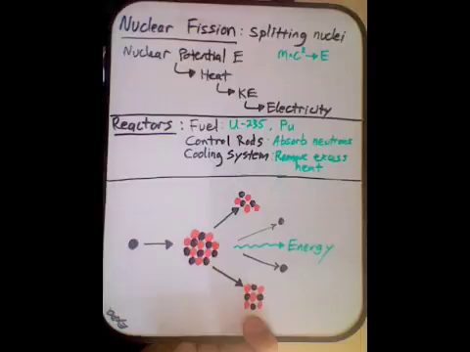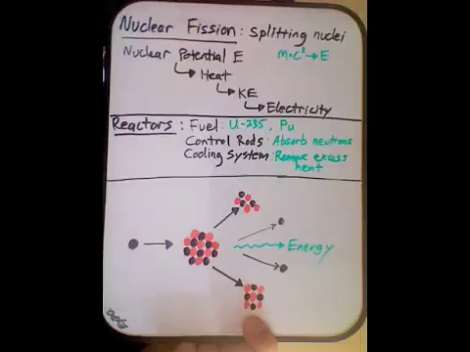Inside a nuclear fission reactor, there are three main elements that are common. One is some source of fuel. This is usually an isotope of uranium, U-235, but it can also be plutonium. There's also going to be what's called control rods. These control rods slow down the process of nuclear fission so that it's controlled and useful and not dangerous. And they do this by absorbing neutrons. And then finally, there has to be some sort of cooling system.